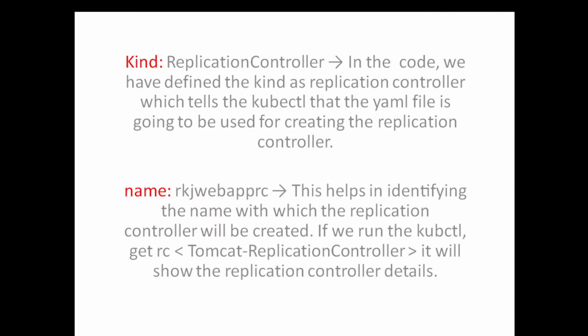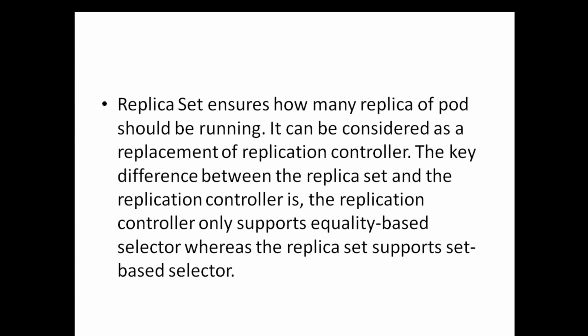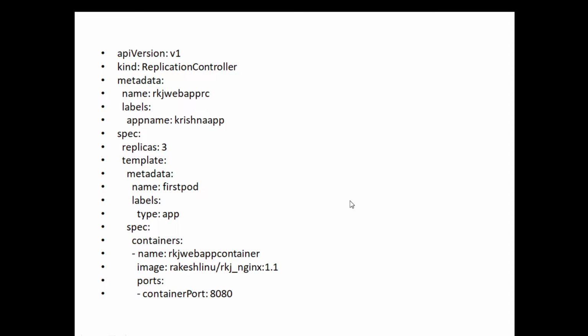So we'll have to create a simple YML file for this replication controller. So here this is a YML file. First you have to write apiVersion as v1, then kind as ReplicationController. In the above code we have defined the kind as ReplicationController, which tells the kubectl that the YML file is going to be used for creating the replication controller.